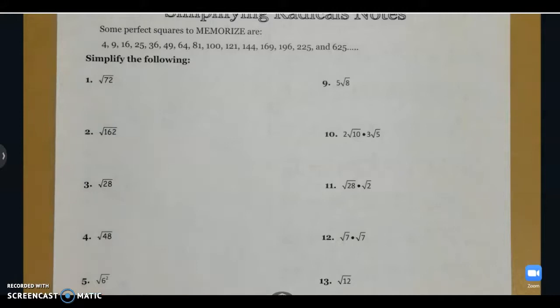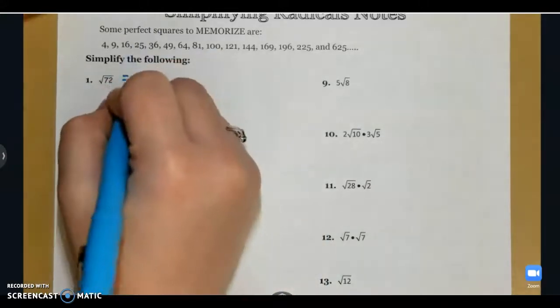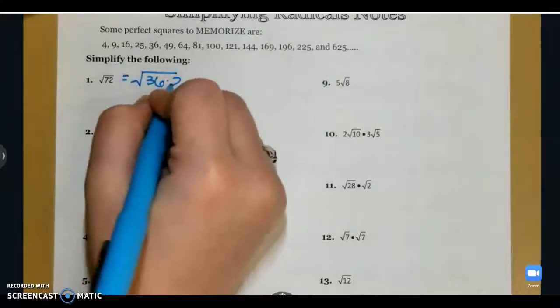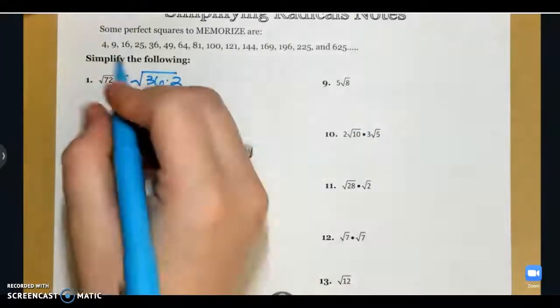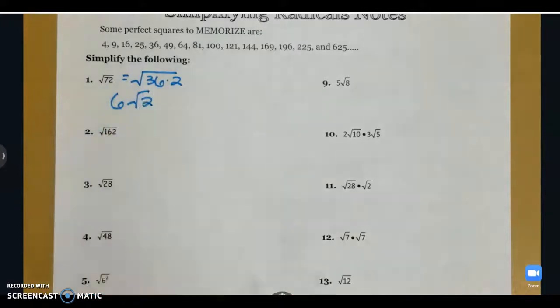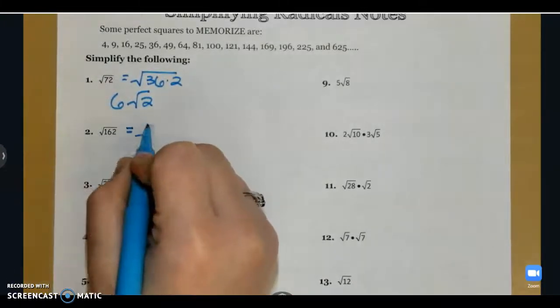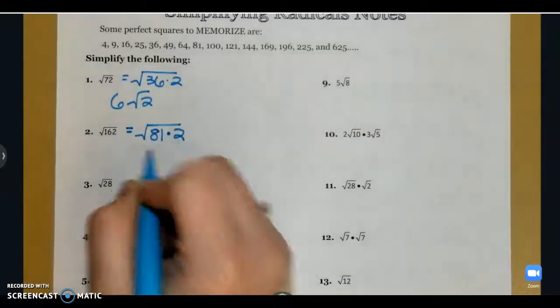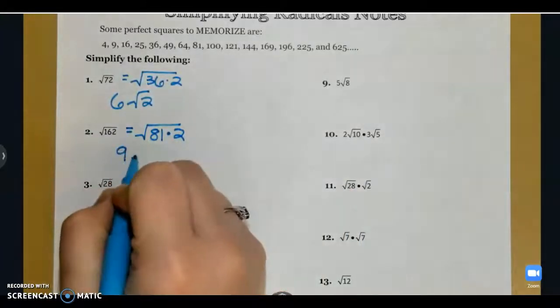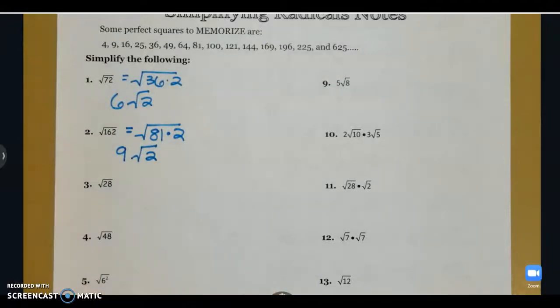72. What factors of 72 are perfect squares? That would be 36 times 2. So you can bring out the square root of 36, which is 6. Wonderful. Square root of 162. This is the square root of 81 times 2. Square root of 81, of course, is 9, so that leaves us with 9 square root of 2.